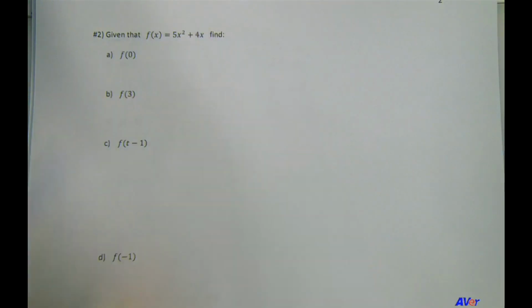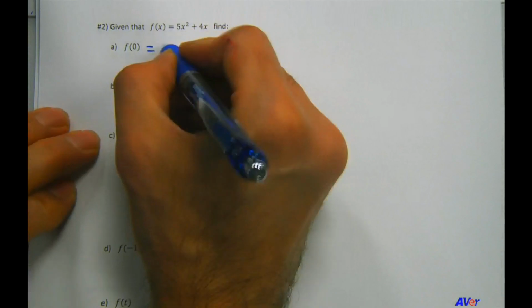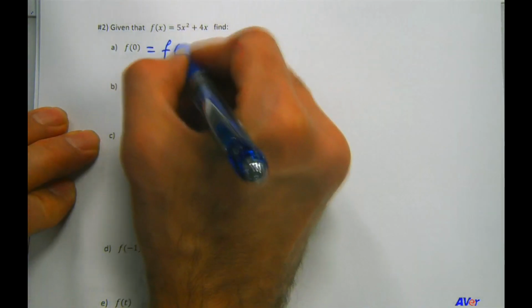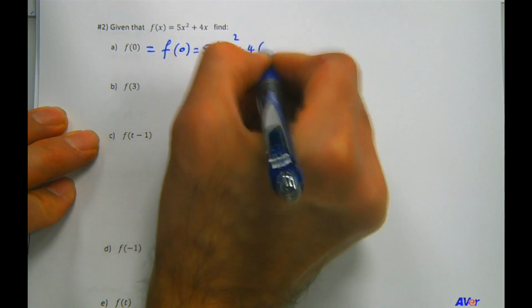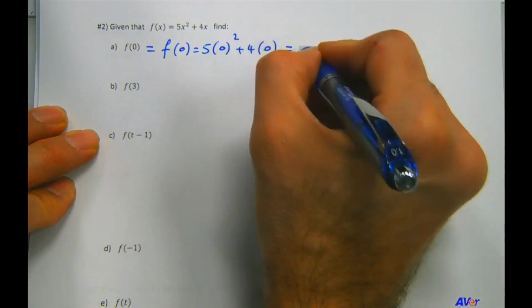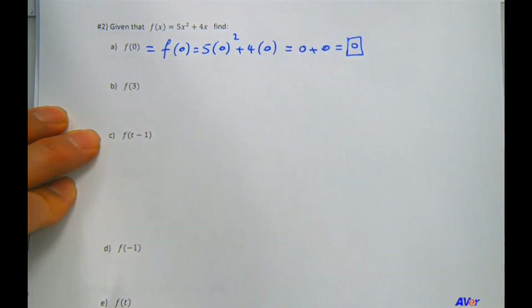Here it says, given this function, find these values. Okay, please pause the video, answer this question, then come back to the video. Okay, I'm assuming you've done that. So the function at 0 is 5 times 0 squared plus 4 times 0, right? We substitute for x with 0, and we get 0 plus 0, which is 0. Okay, so that's the answer for that.